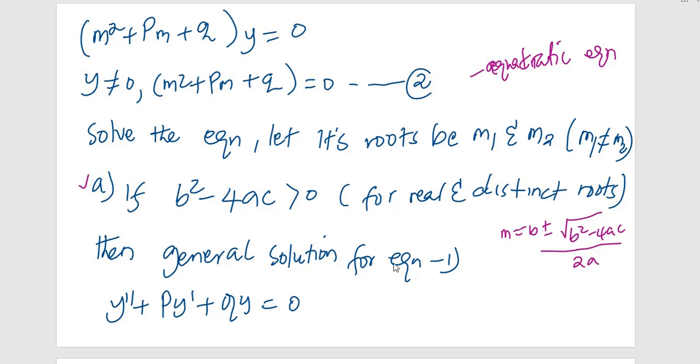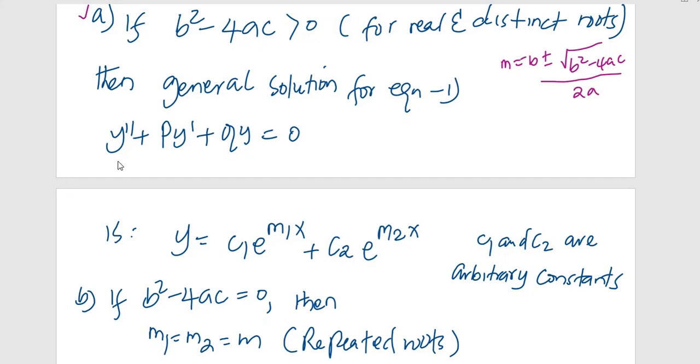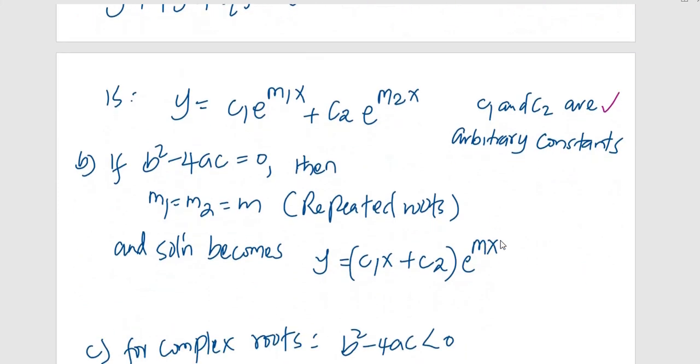Then the general solution for the equation d^2y/dx^2 plus p dy/dx plus 2y is equal to 0 is y is equal to c1 exponential of m1x plus c2 exponential of m2x, whereby c1 and c2 are just arbitrary constants. That is the solution when the equation has real and distinct roots.